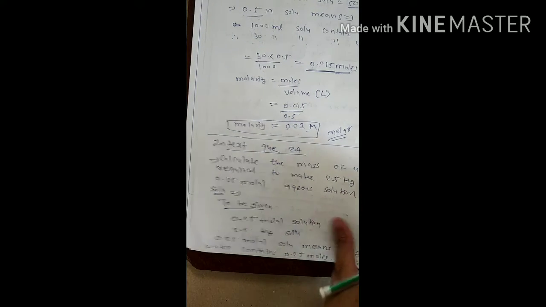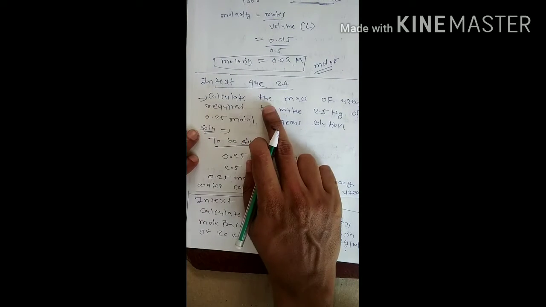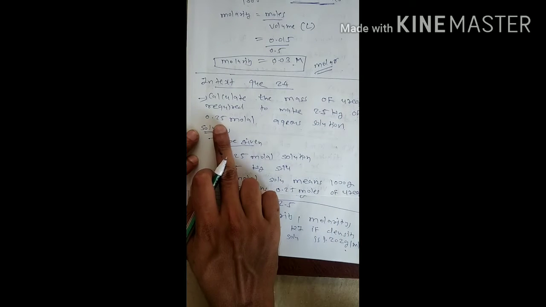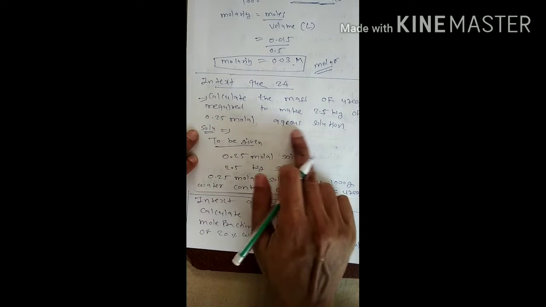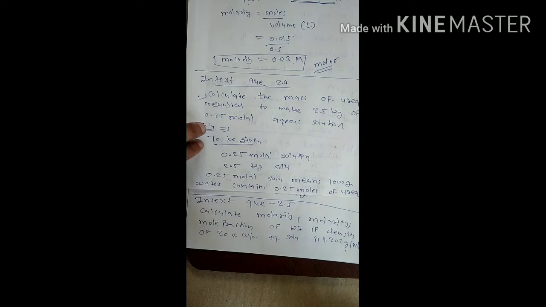Now fourth example. Calculate the mass of urea required to make 2.5 kg of 0.25 molar aqueous solution. Again, what is the question? We want to make a solution of urea.